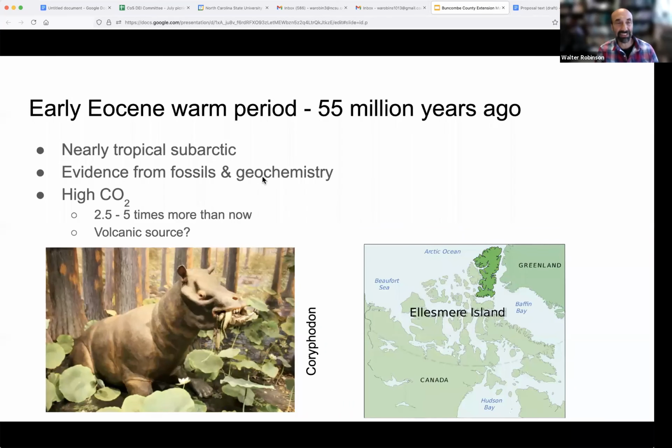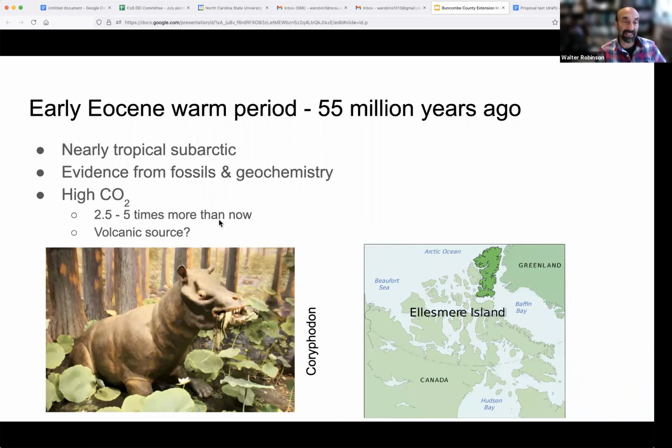Okay, now we fast forward to a period much more recent. Actually, I have a colleague in my department, Ethan Hyland, who really focuses on this period. This was a very warm period on the Earth. On Ellesmere Island, fossils of this critter, Coryphodon, which was sort of like a proto-hippopotamus, were all discovered in an environment that looks subtropical, all the way up in the Arctic. That's showing where Ellesmere Island is. So you have evidence from fossils of warm weather, warm climate animals and plants in very high latitudes.